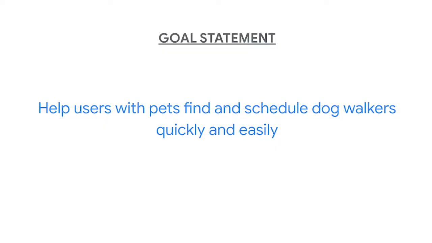So how do we actually turn this information into a goal statement? Remember, the goal statement should be just 1 or 2 sentences. It needs to describe both the product and its benefits for the user. Our goal statement might be, help users with pets find and schedule dog walkers quickly and easily.